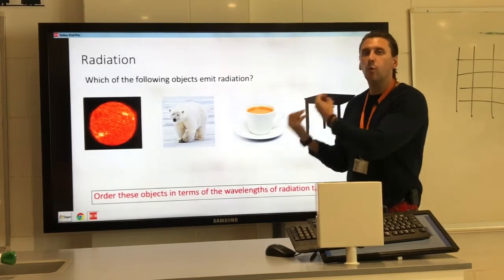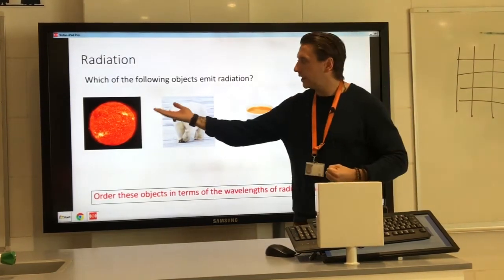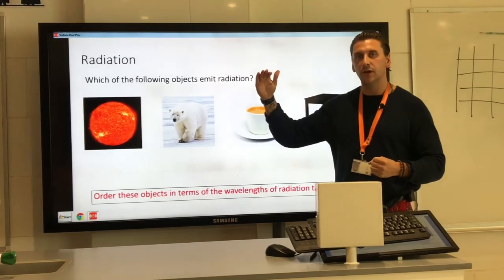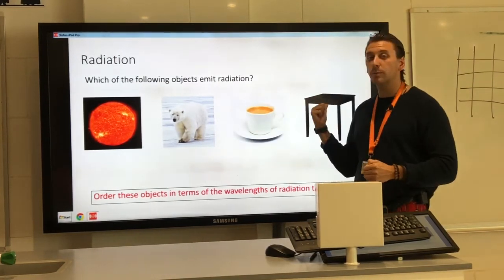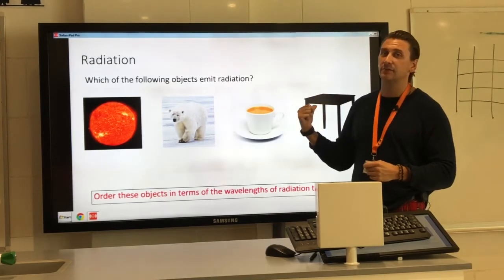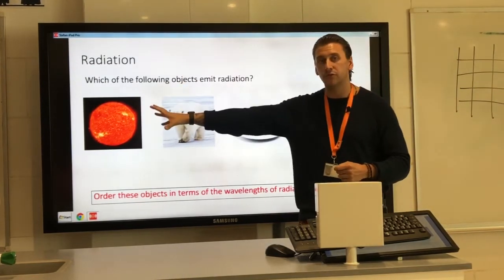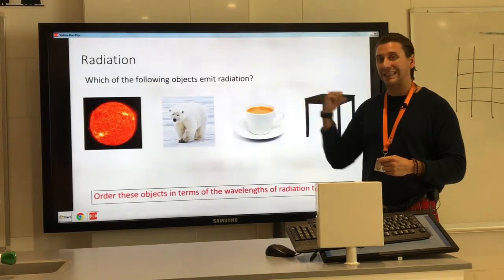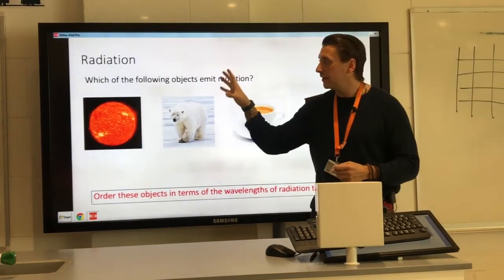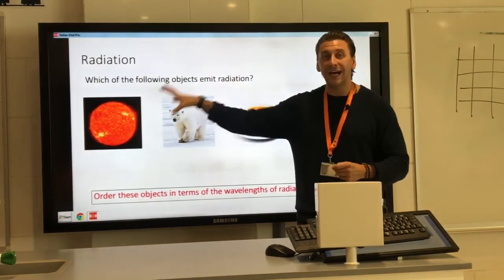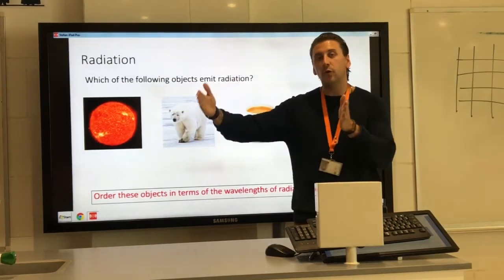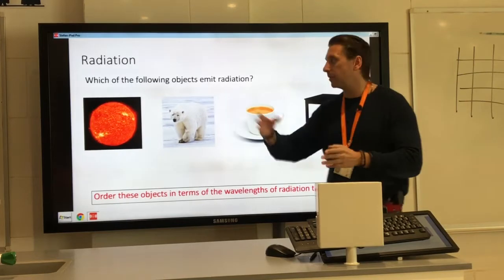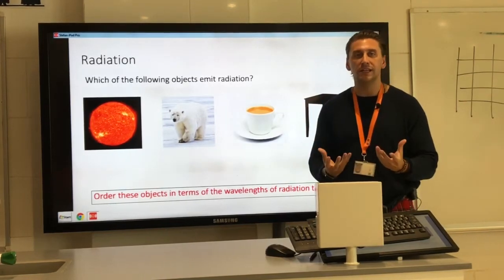Let's discuss what they might be emitting. Now, the sun is the highest temperature, which means it can emit the most intense radiation. The table will be emitting the least intense radiation. So highest temperature, most radiation. Lowest temperature, least radiation. And then we can also say for the sun that the highest temperature must be emitting the shortest wavelength. Now, before we only consider the visible spectrum, most objects emit infrared radiation.